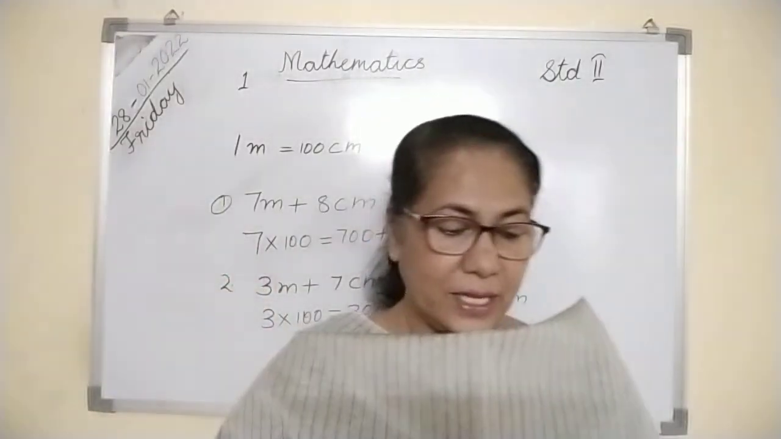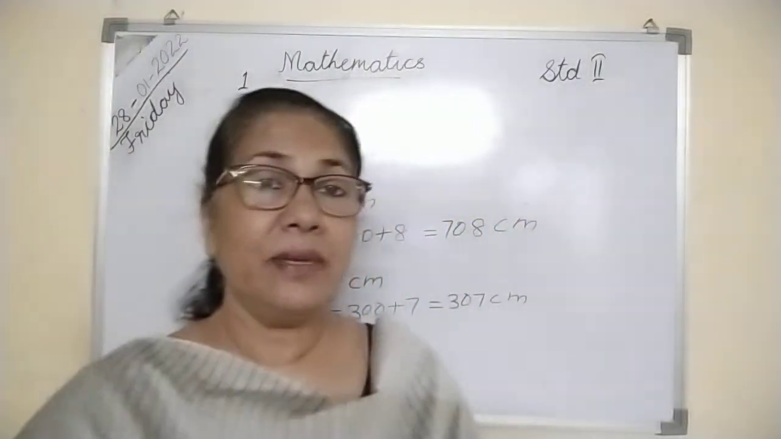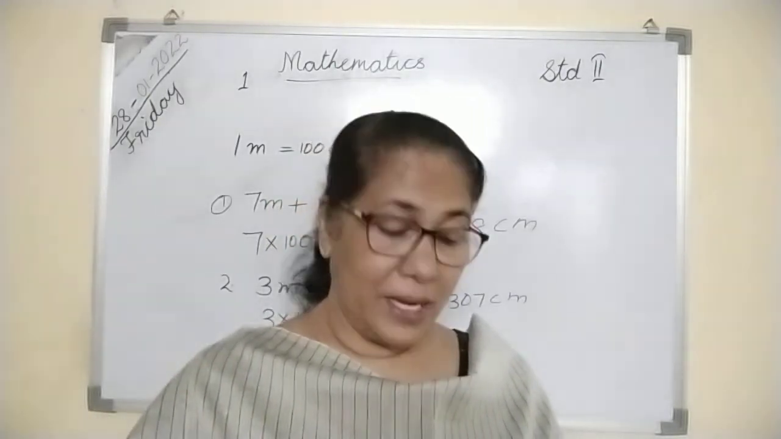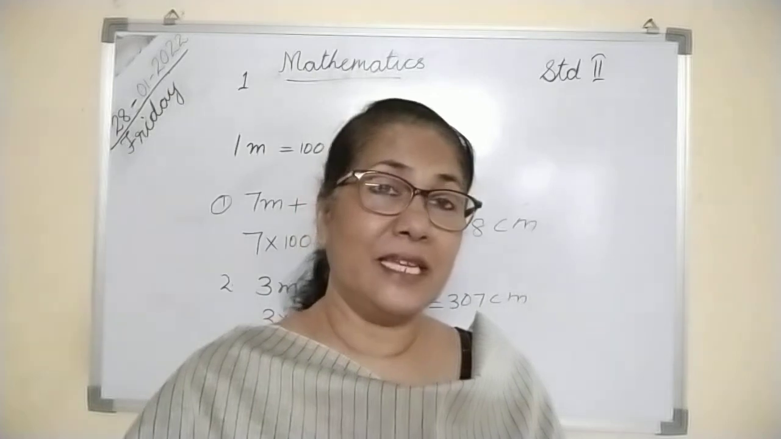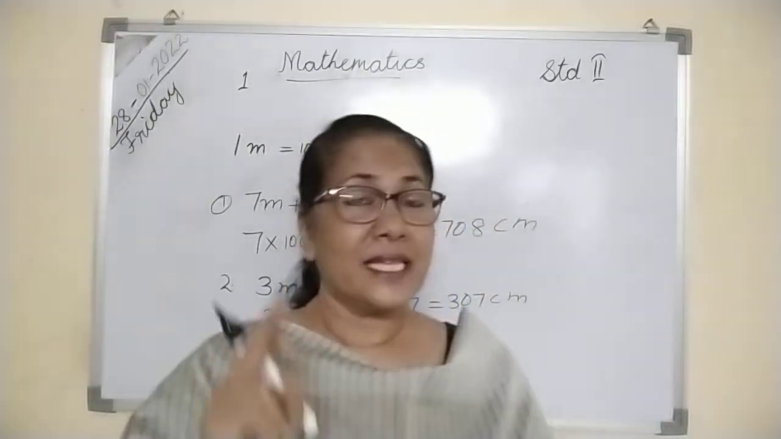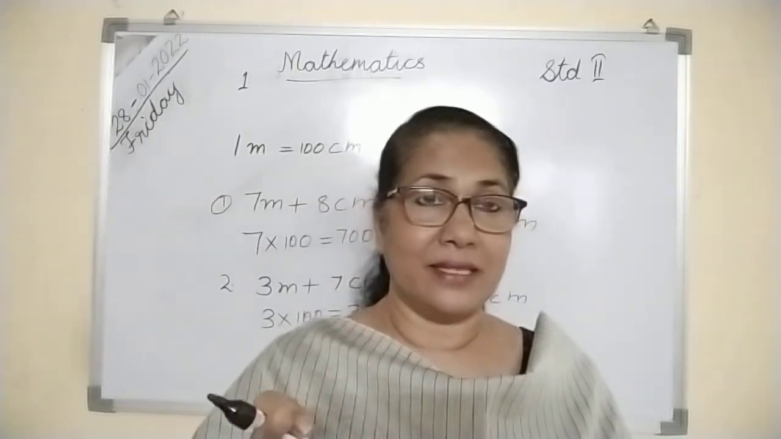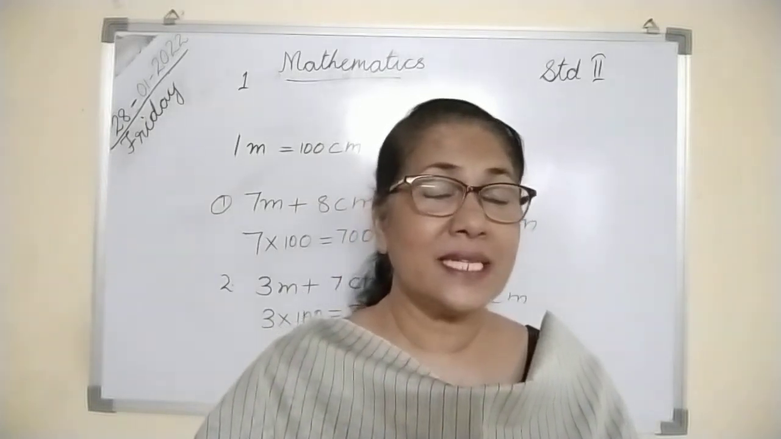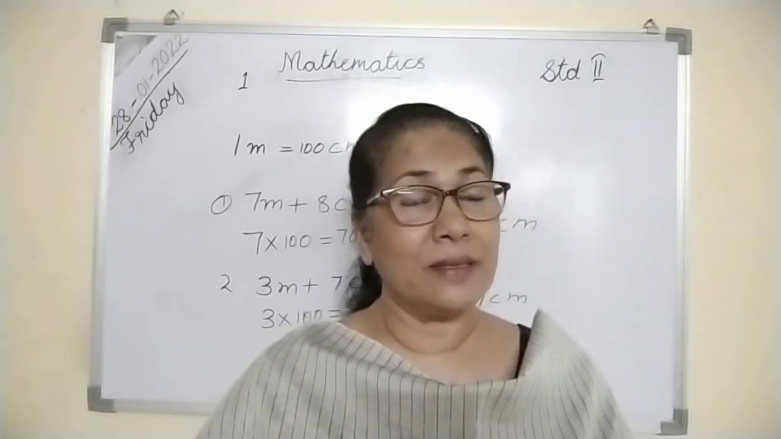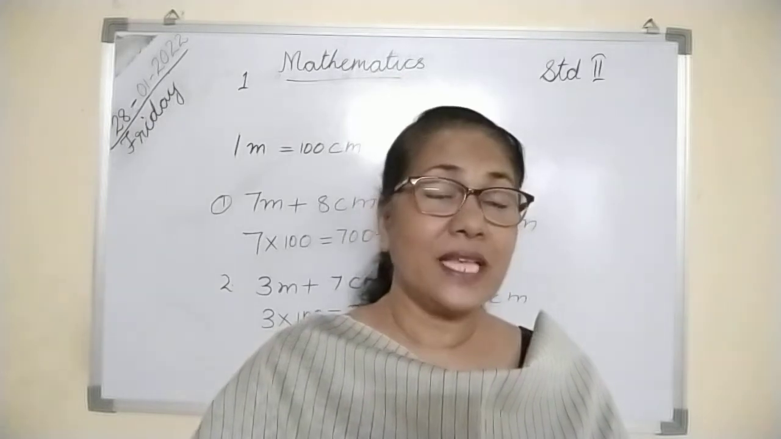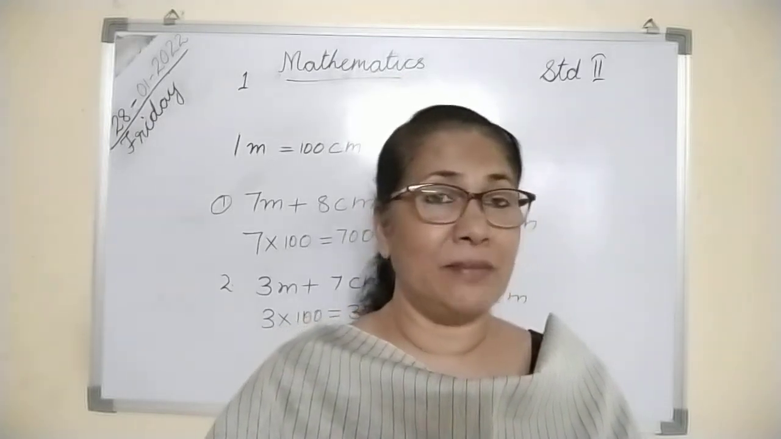Alright, now the next one, converting centimeters to meters. Now we are going to change that into meters. 600 centimeters. We have already learned 1 meter makes 100 centimeters. Now we have 600 centimeters. So 600 centimeters make how many meters? Yes, 6 meters.